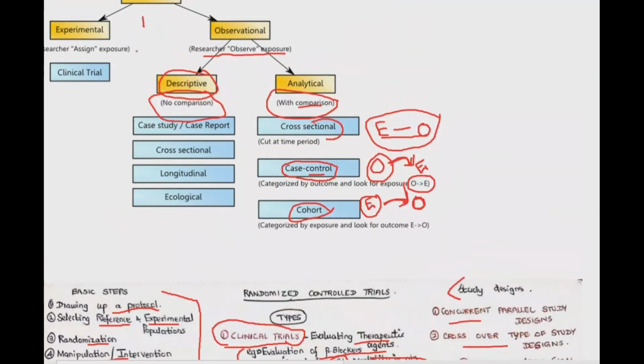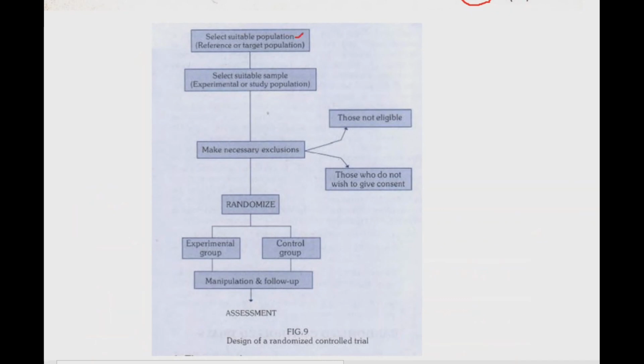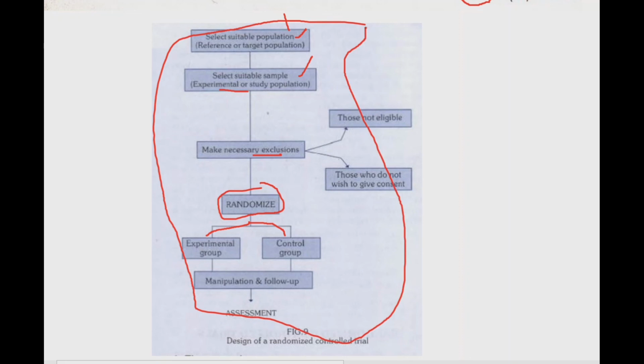Okay, we have almost finished the randomized control trials. So in gross, first we have to select a suitable population. Before that we have to write a protocol, then select the suitable sample, that is the experimental or study group. First a reference group, from among them we select the experimental or study group, then make the necessary exclusions. Among these, if they are not eligible we eliminate them, and if they are eligible and give consent, we take them. If they do not give consent, they are not taken into the study. Then randomization, then intervention or manipulation. In randomization it is divided into experimental and control groups, then manipulation or intervention, after that follow-up and assessment. This is the gross outline of the randomized control trial. We can draw this chart in the exam.